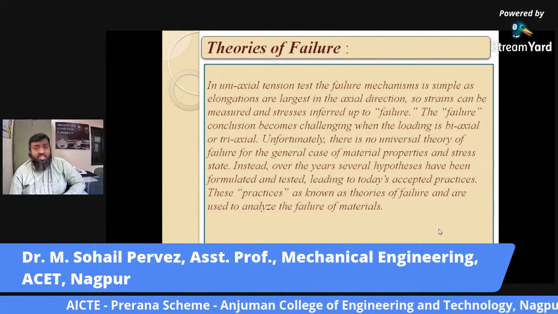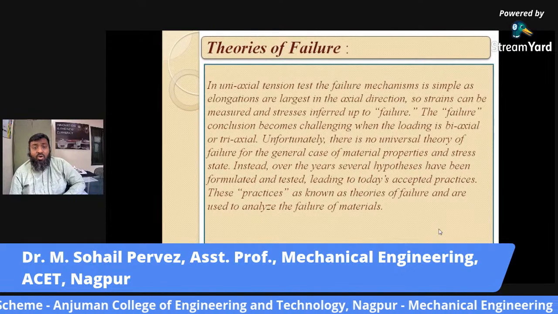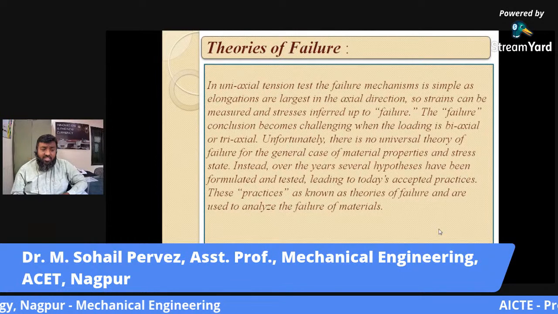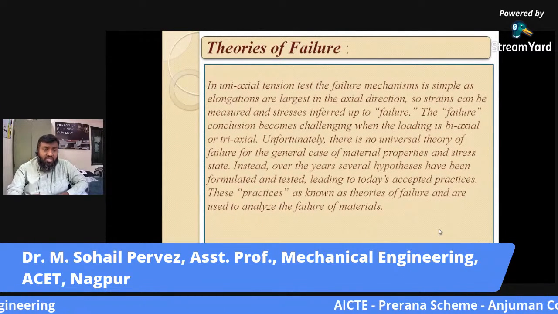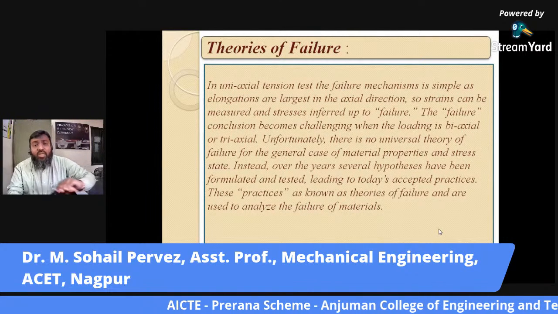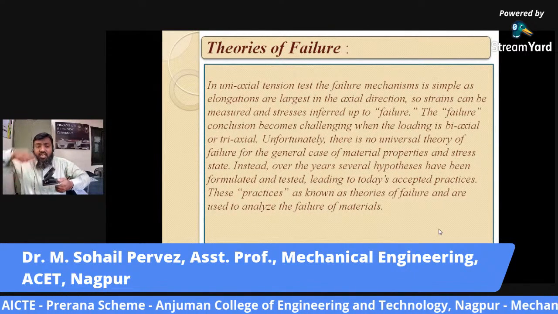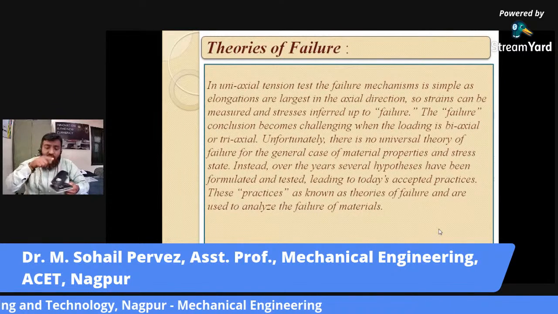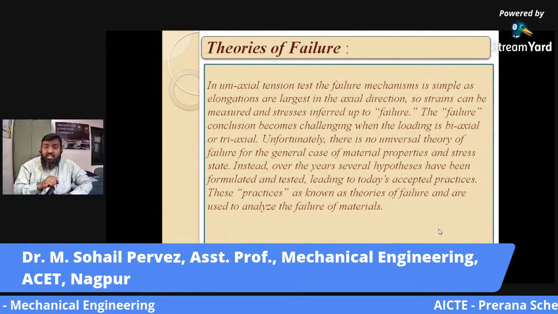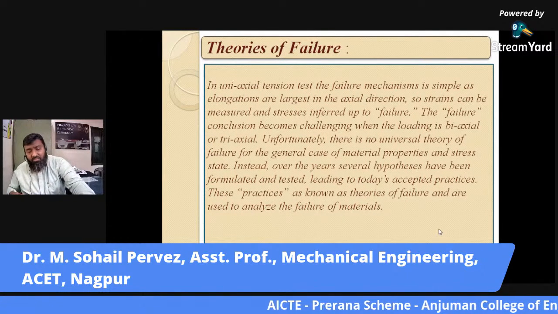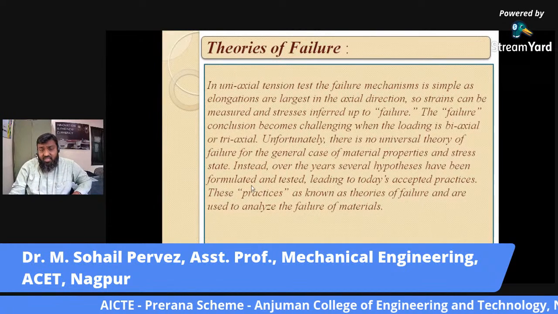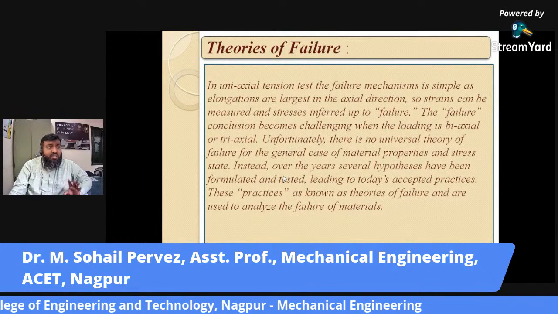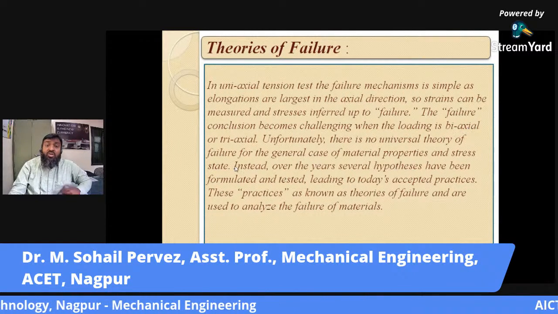But that is the deterministic nature of failure. The failure conclusion becomes challenging when the loading is biaxial or triaxial. Now please mind this word when I say biaxial or triaxial. It means that the loading will be done along this direction as well as along this direction also. So along the two planes or along the three planes, 1, 2 and 3. In this case, chaos may be created in how to calculate the stresses, because the system is not uniaxial now. It is either biaxial or triaxial.